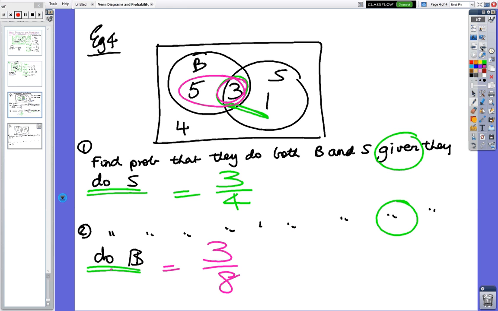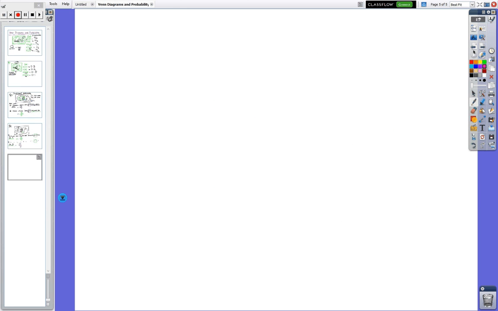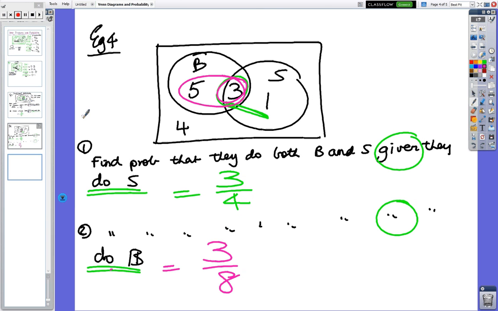I'll try to find a specific worksheet, but otherwise, if there are any questions that look similar, then that's how we do it with Venn diagrams.